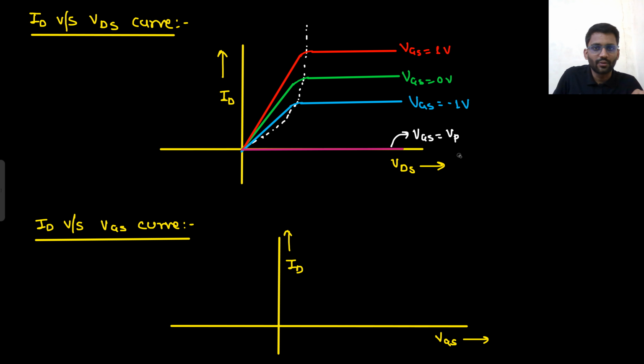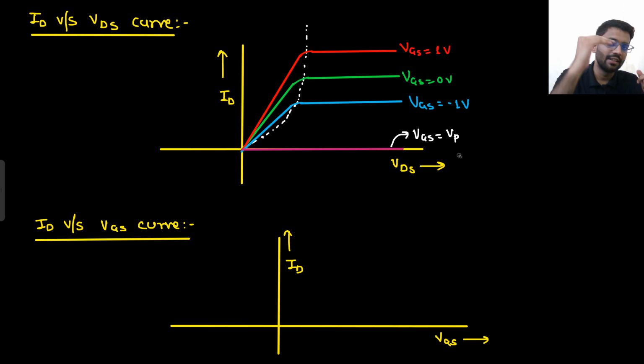Did you understand this complete concept? This curve you understood, right? Initially the current increases and then saturates based on the VDS value. This is the ID versus VDS curve. So if we keep on increasing VDS, it doesn't mean the current will keep on increasing. Why does it saturate? Because the channel will have fewer charge carriers.